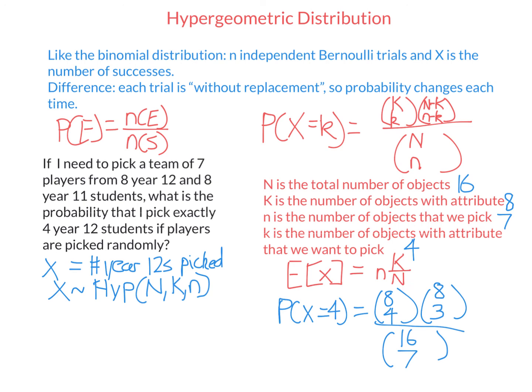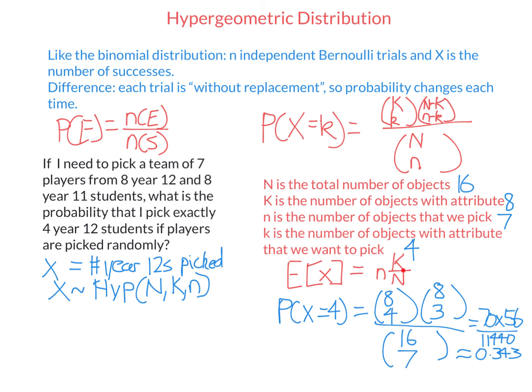And you can calculate each of these on your graphics calculator. So we get 8 choose 4 is 70. So it's 70 times 8 choose 3 is 56 over 11,440, and that's approximately 0.343. So about a 34% chance you'd pick 4 year 12s and 3 year 11s.